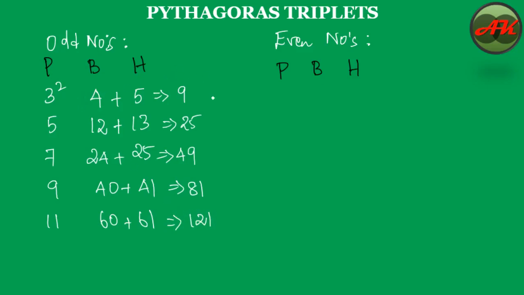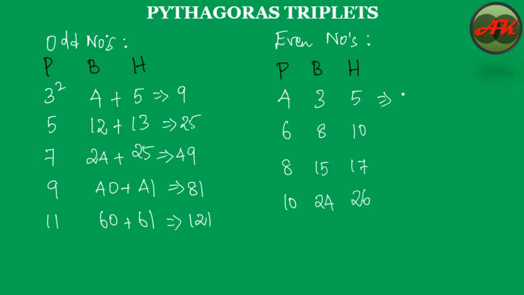This condition is for odd numbers. In even numbers, it will vary. Now in even numbers, let's start with 4, 3 and 5, 6, 8 and 10, 8, 15 and 17, 10, 24 and 26. So for even numbers, we have to square the hypotenuse and subtract the square of the base.